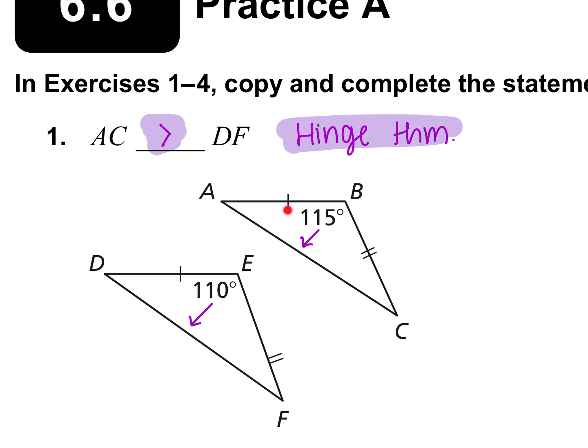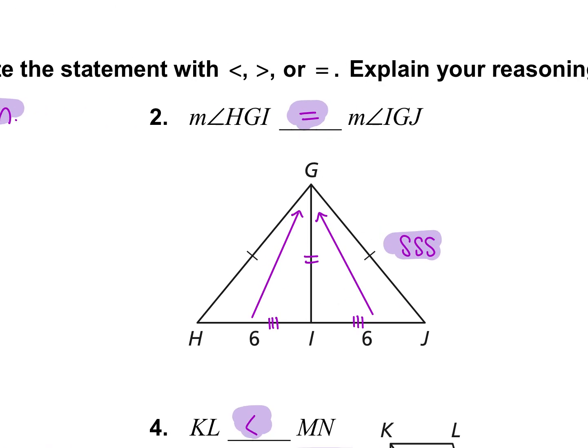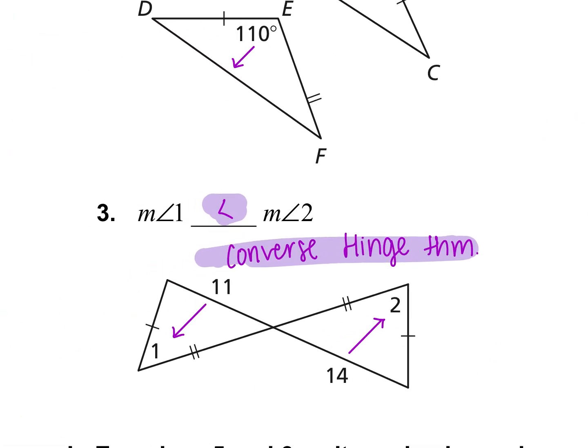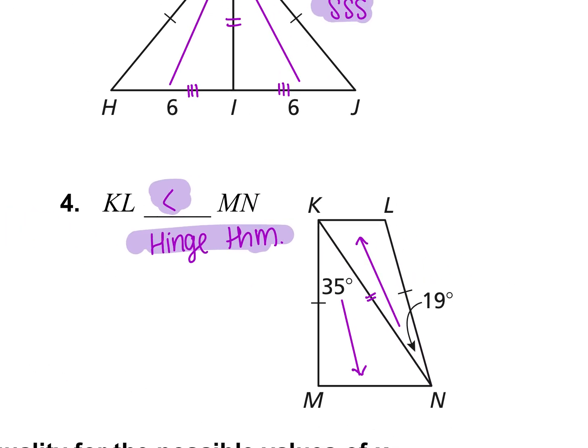So looking at this one, this is my larger angle, which makes AC my greater side. Looking at number 2, because these are both the same measure, the angles are going to be equal to each other. Looking at number 3, because this segment is larger, angle 2 is going to be greater. So the measure of angle 1 is less than the measure of angle 2. And then looking at 4, because this angle is larger, this segment is going to be greater. So KL is less than MN.